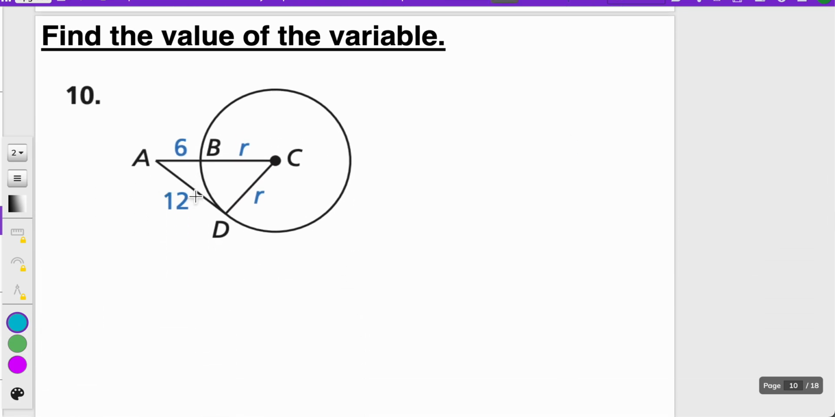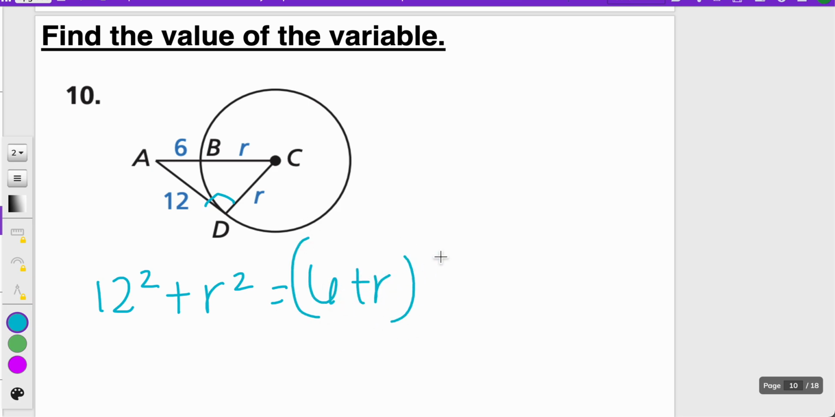Number 10, this one, because we have our diameter, across from the diameter is a right angle. So to find r, we can use the Pythagorean theorem. So 12 squared plus r squared is equal to (6 plus r) squared, okay? So we would come up with 144 plus r squared is equal to (6 plus r) squared. I'm just going to show my FOIL steps here.